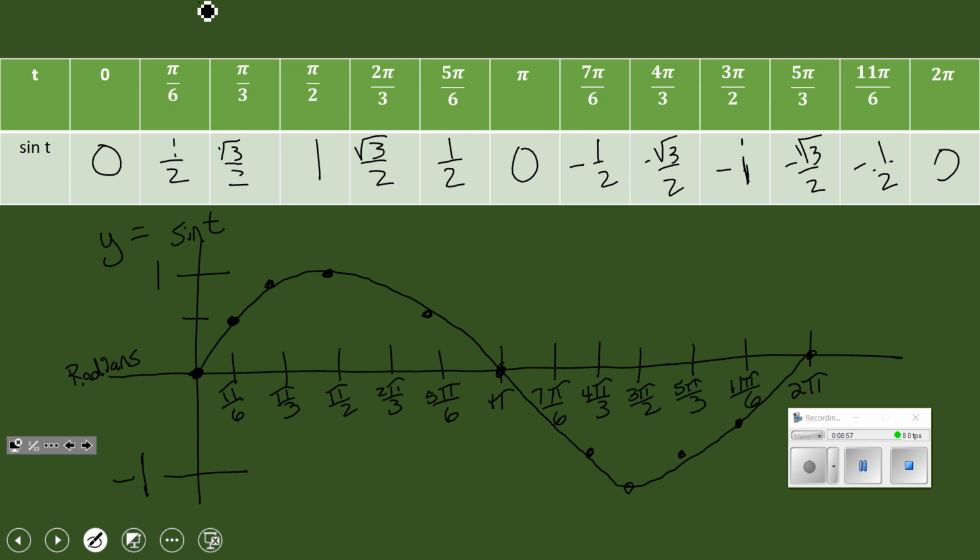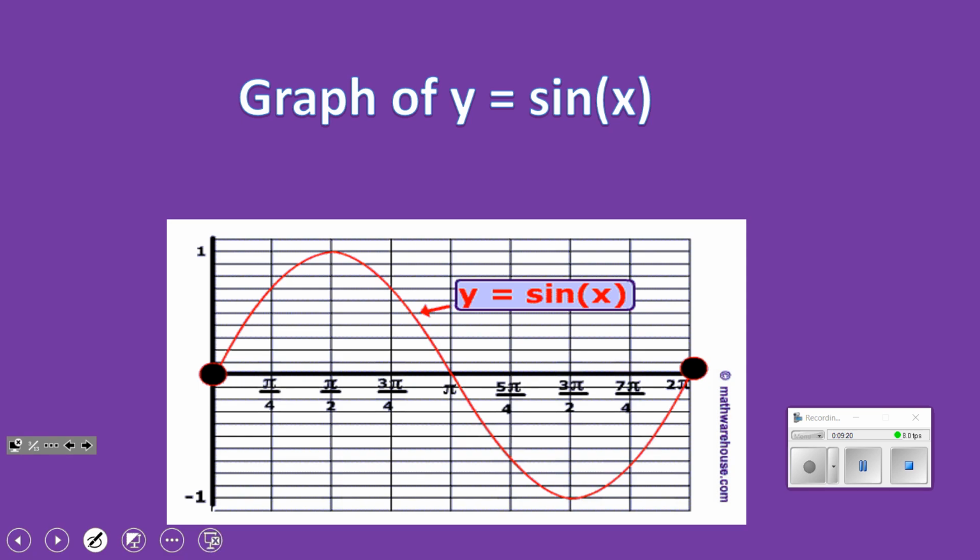And one full basic wave goes all the way to 2 pi. Why would it go all the way to 2 pi? Because if we're talking about the unit circle, what's one full rotation? 2 pi, right? That's the basic. Now, it might change from there, but the basic is going to be from 0 to 2 pi. Does that make sense? That's because it's based off the unit circle, okay?